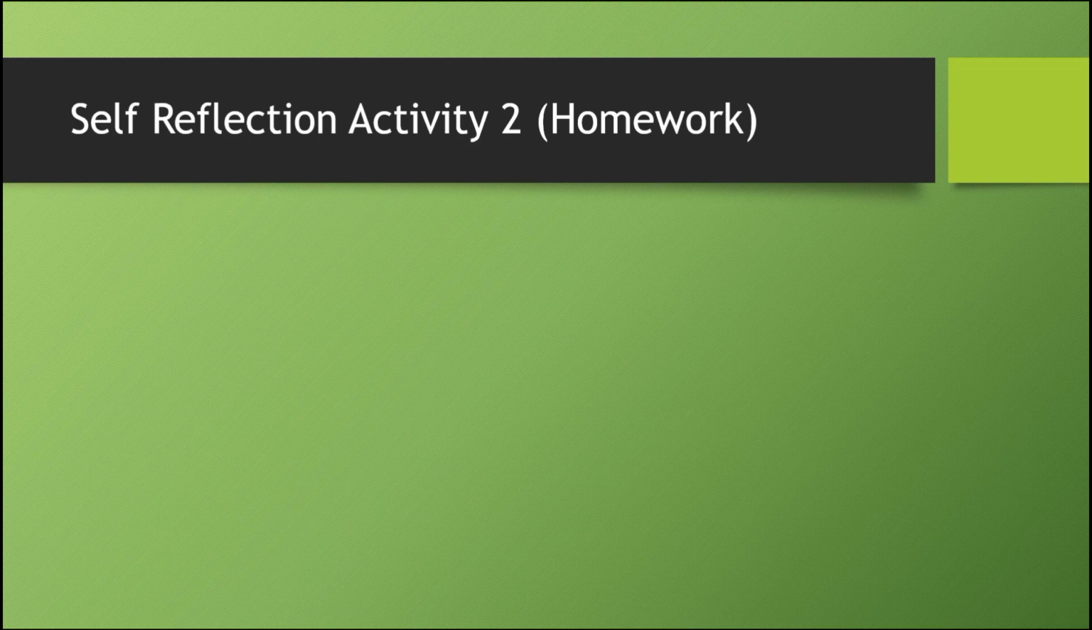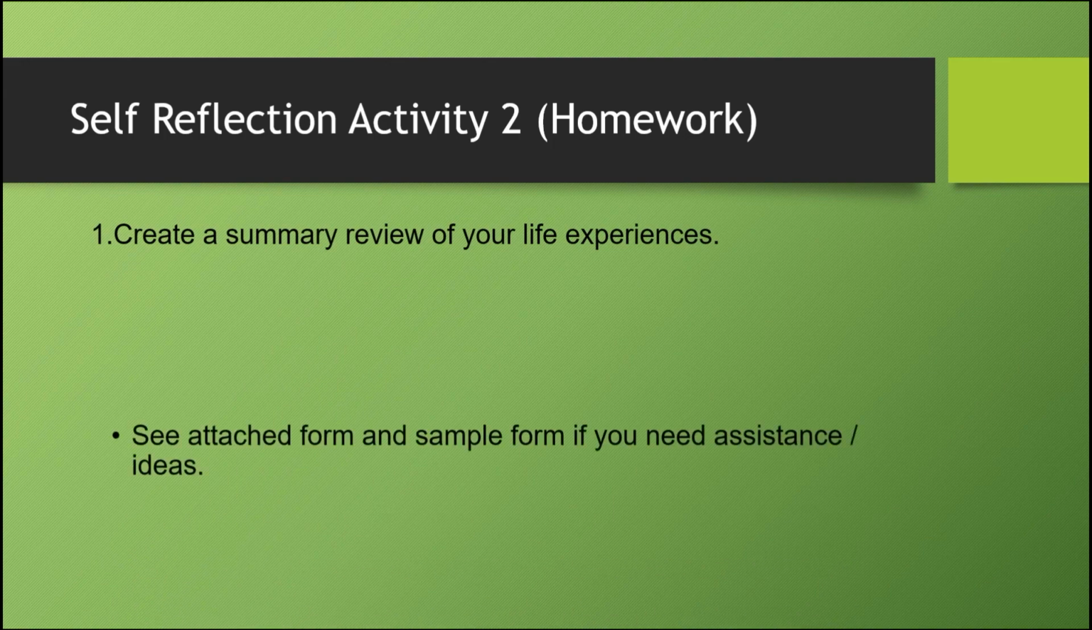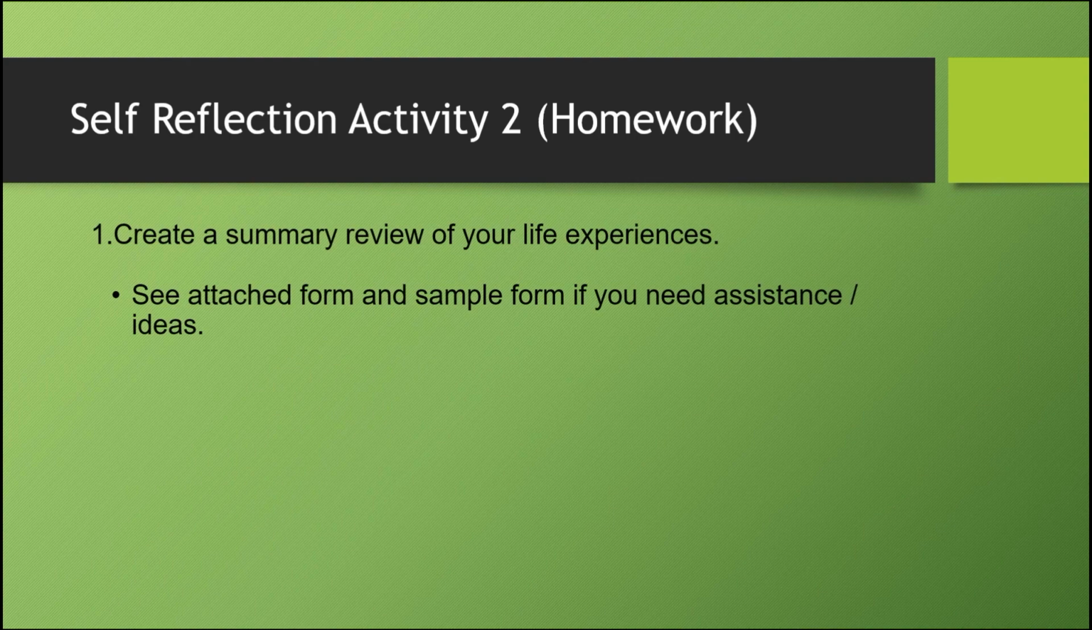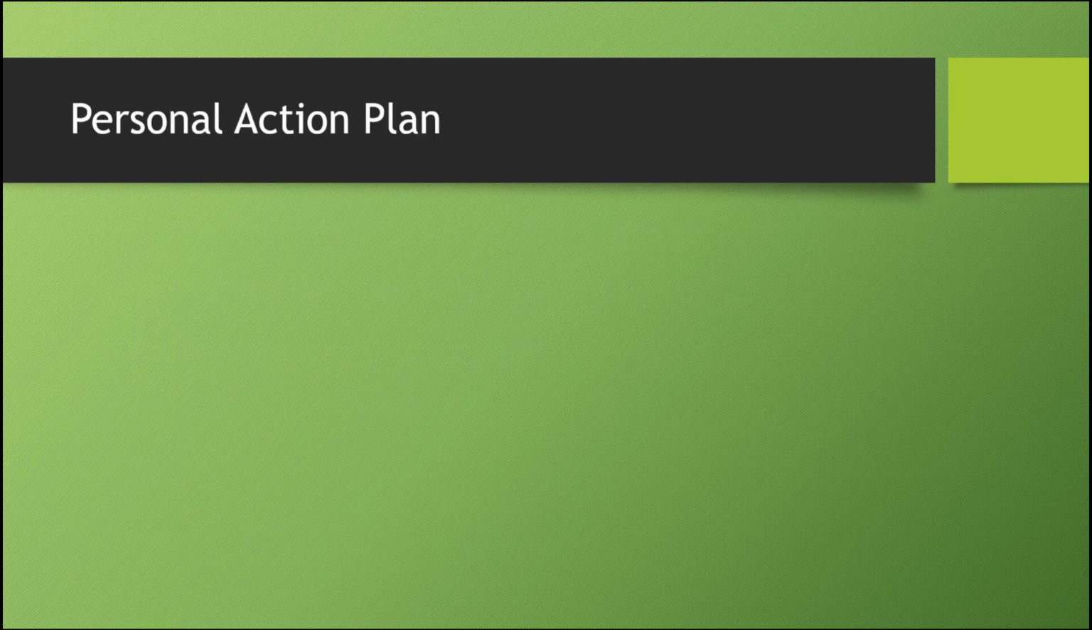Then we have another homework activity. This one is to create a summary review of your life experiences. There is an attached form that I told you about that I have filled out. But as I said, please be respectful. There is personal information there. It is only to get you to start thinking about how certain life experiences might have affected how you look at certain things. And then you can see if there is implicit bias that you may not have noticed before.